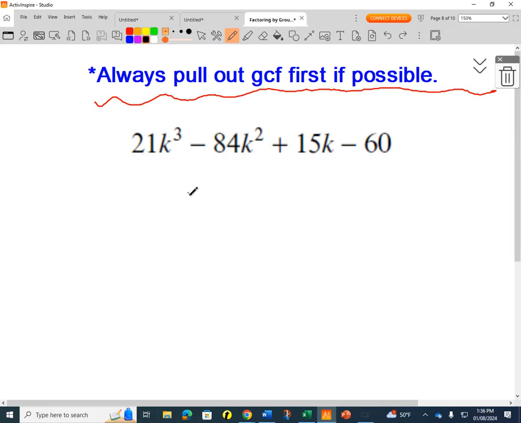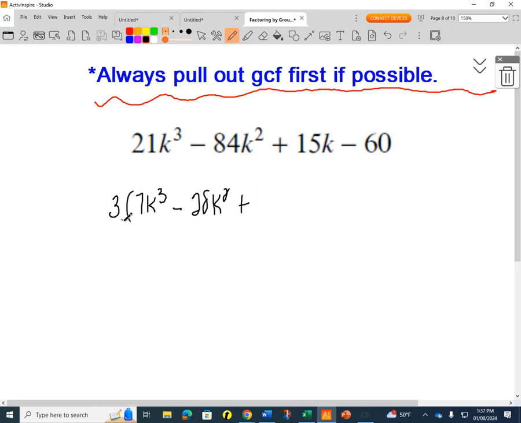15 divided by 3 we know is 5, and 60 divided by 3 we know is 20. So let's go ahead and take that 3 out first. That means we're going to rewrite it. 3 times 7k cubed gives me 21k cubed. Minus, somebody help me, 84 divided by 3, what is that? 28. Alright, so 3 times 28k squared would be 84k squared.